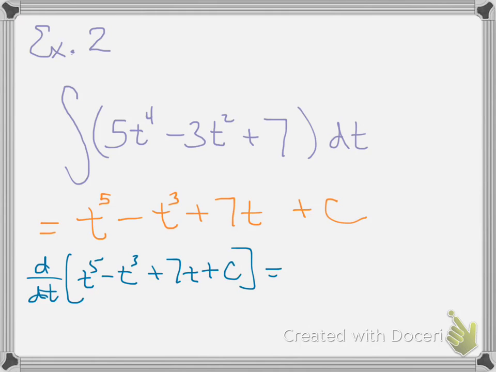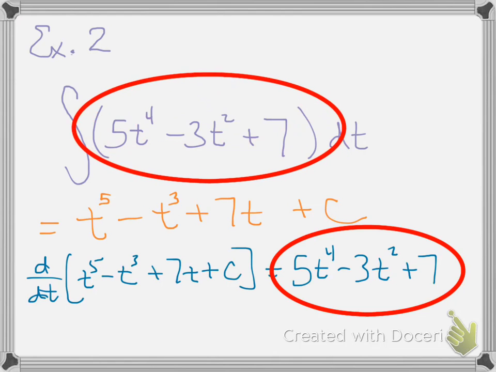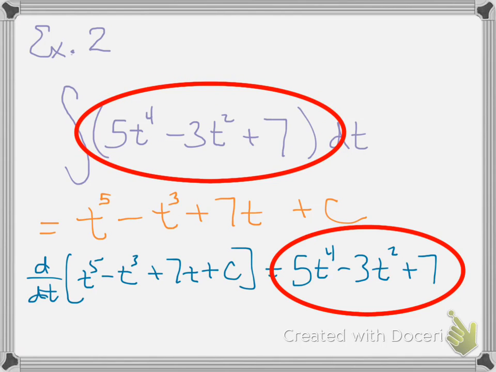And when we do this, derivative of t to the fifth is going to be 5t to the fourth. Derivative of t cubed is going to be 3t squared, so minus 3t squared, plus 7. The derivative of a constant is 0. I get the same results here that we had in the integrand here. And as long as those match, then I've done this process properly. So you can check your work.